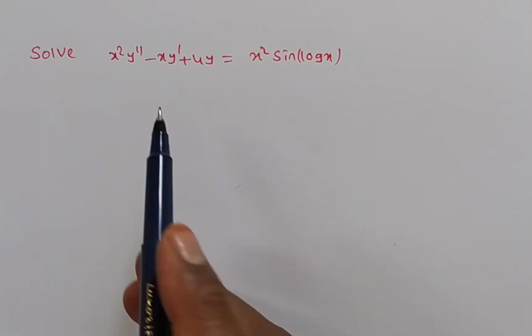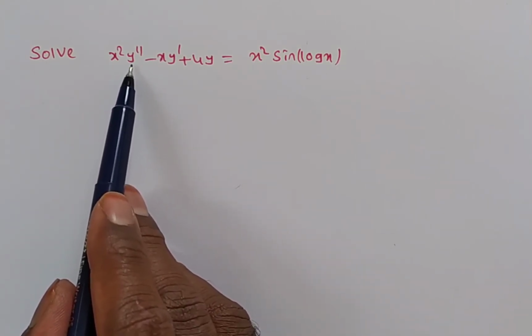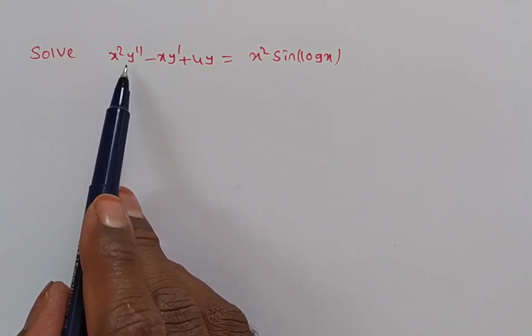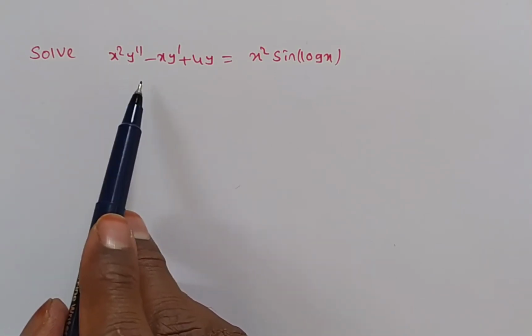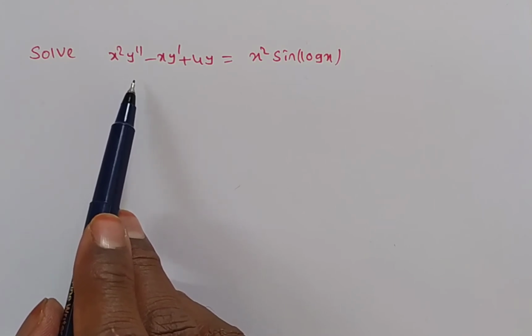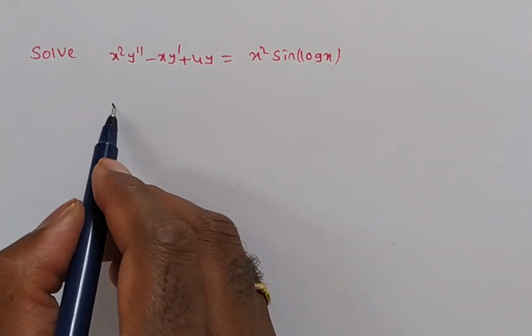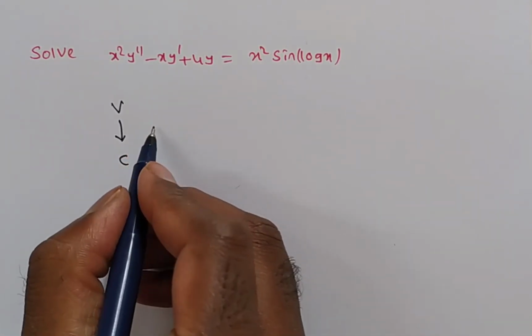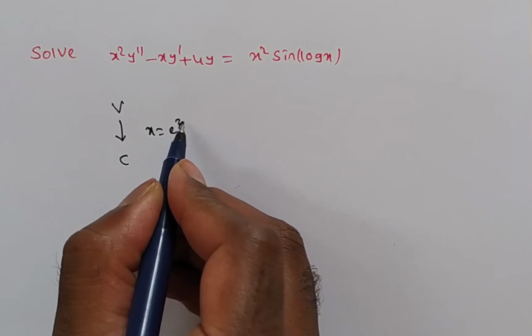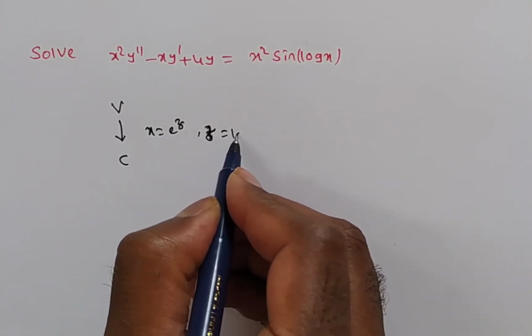Okay, now how to solve this one? By observation, the differential equation is with variable coefficients. If the problem is given with variable coefficients, we cannot solve it directly. In this case, we have to convert the variable coefficients into constant coefficients. How can we convert? We have to consider x is equal to e to the power of z, where z is equal to log x.